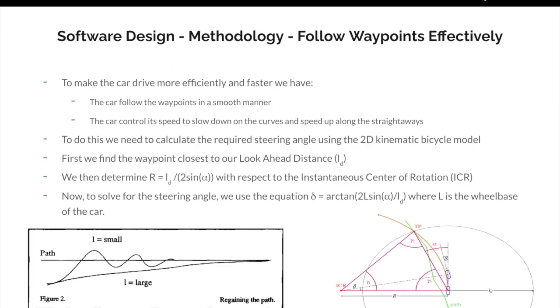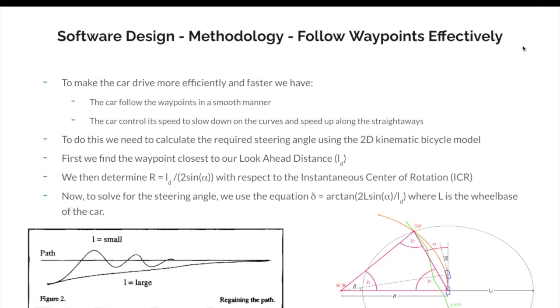And to follow them effectively, we need to follow them in a smooth manner, and we need to control the speed depending on if we're approaching a curve, for example, or if we're on a straight. To follow these waypoints, firstly, we need to calculate a steering angle to get to the waypoint at a certain look-ahead distance. The math behind this is a big culmination of trigonometric identities, but the idea is we're looking ahead a certain distance from the car at a point we want to go to, and we'll calculate a steering angle to get there along a circular arc.